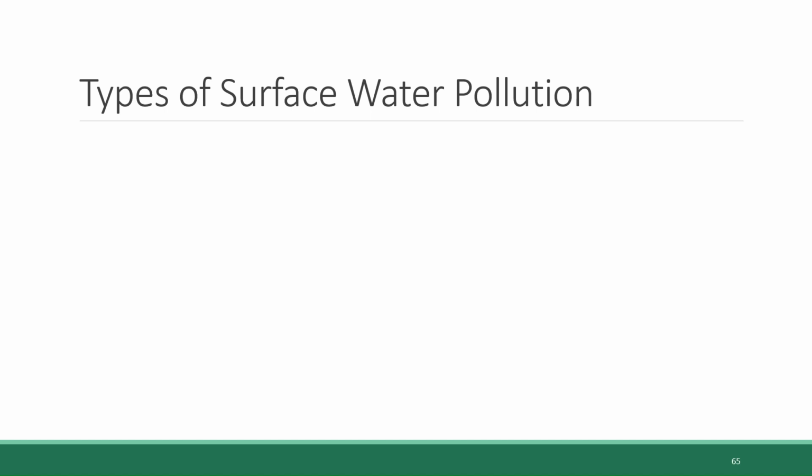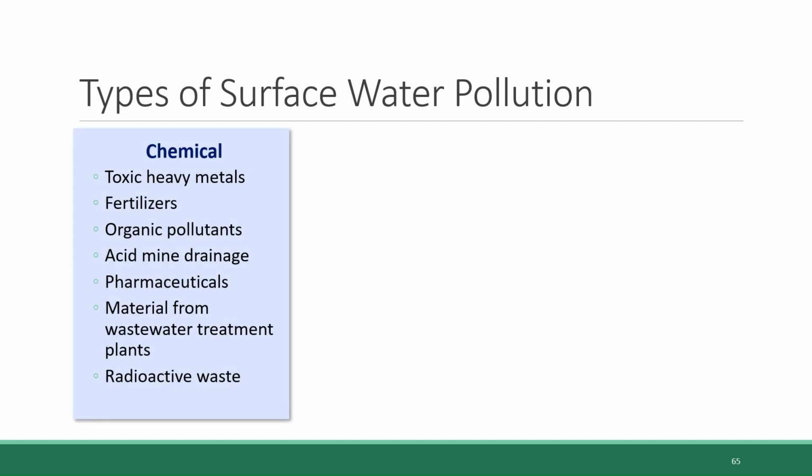We also divide surface water pollution up into three different types depending on the nature of the contaminant. Chemical pollution is, of course, pollution that is derived from chemicals, including toxic heavy metals like lead and cadmium, fertilizers from agriculture, organic pollutants like those POPs that we talked about previously, acid mine drainage, pharmaceuticals that get into the water supply when they're discharged from our bodies into the sewage system, materials from wastewater treatment plants, and radioactive waste.